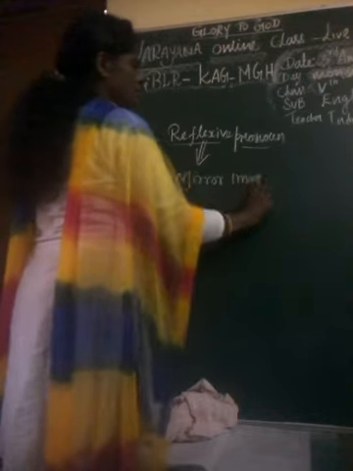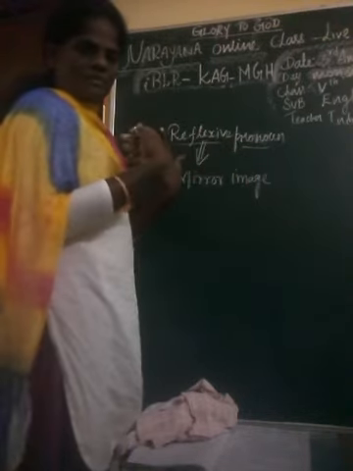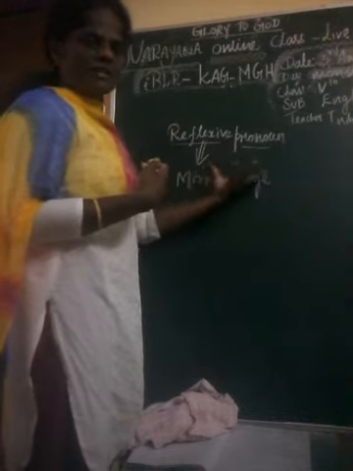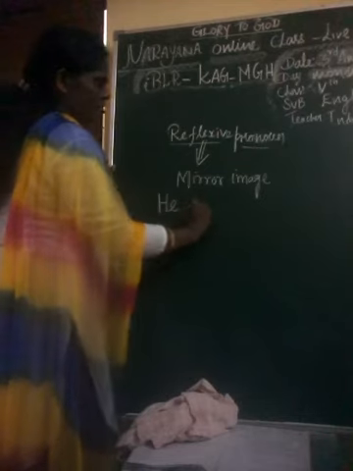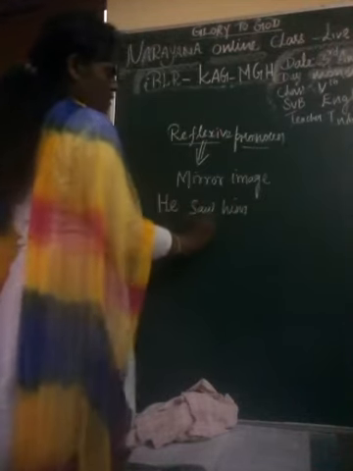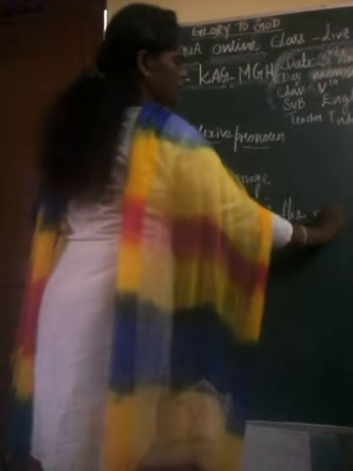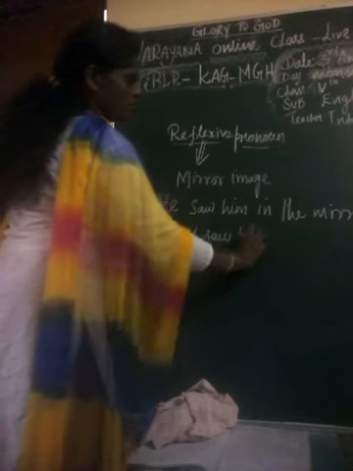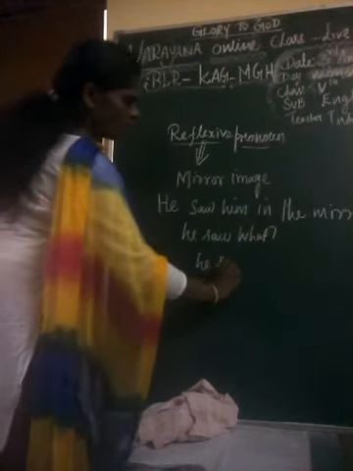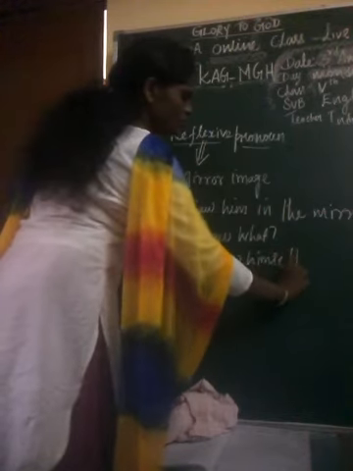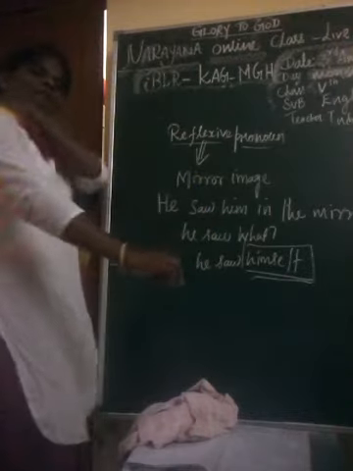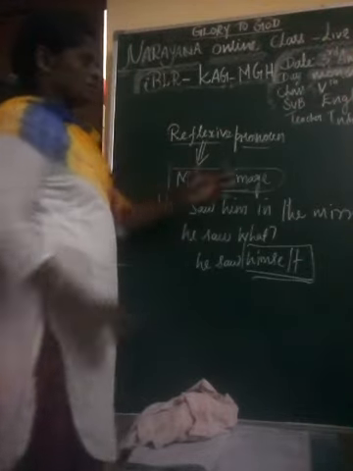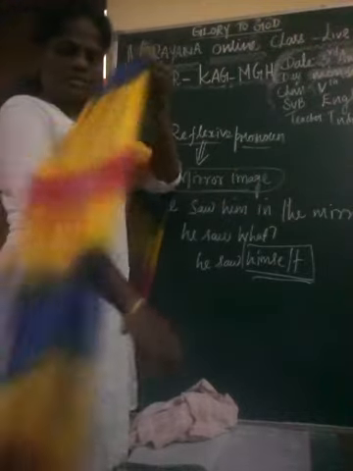Mirror image means what you see, the same thing will be reflected from the mirror. So in a sentence, it is going to reflect the noun. Say for example, he saw him in the mirror. He saw what? He saw himself. This is the reflexive. Himself is the reflexive pronoun. It's reflecting the noun. Mirror image is a shortcut for easy remembrance; don't take it in the literal meaning.